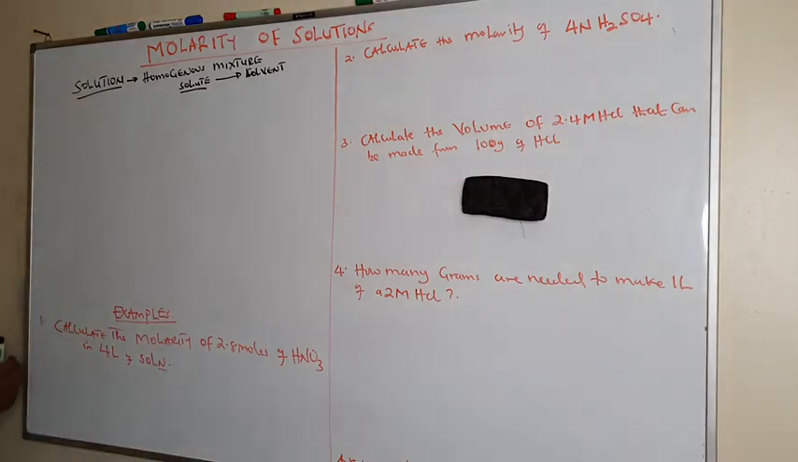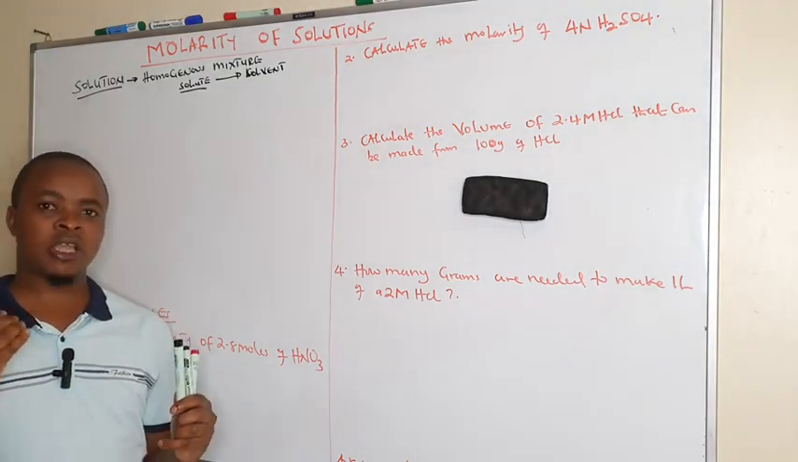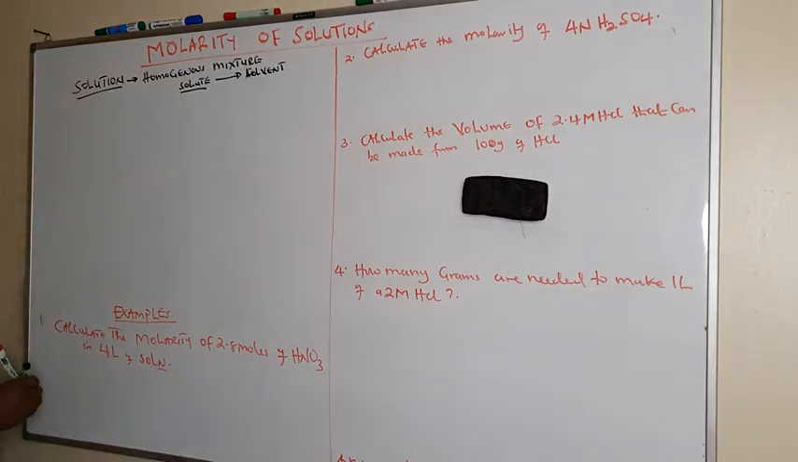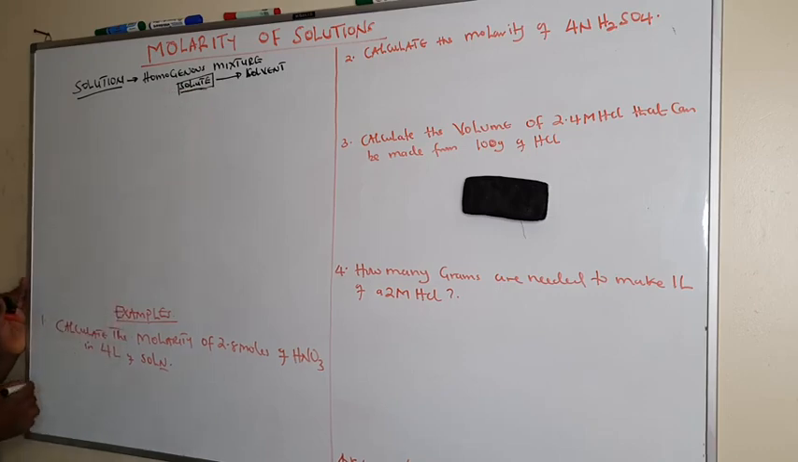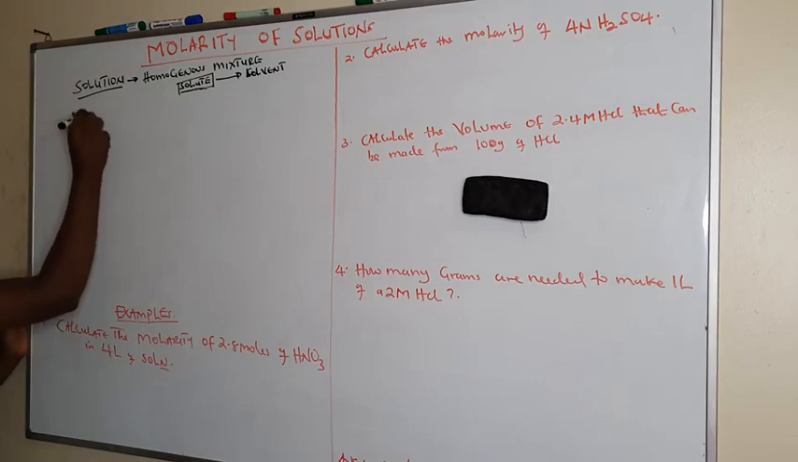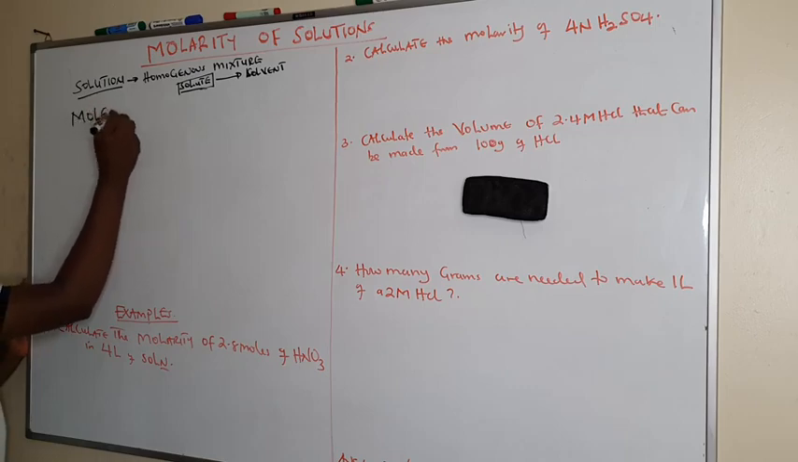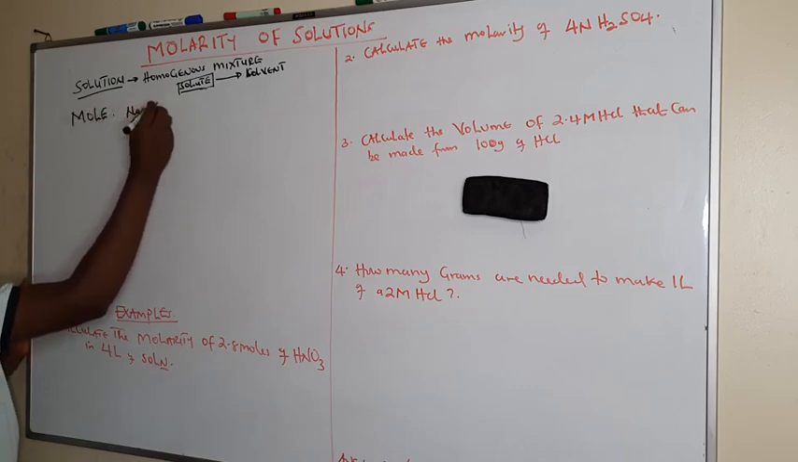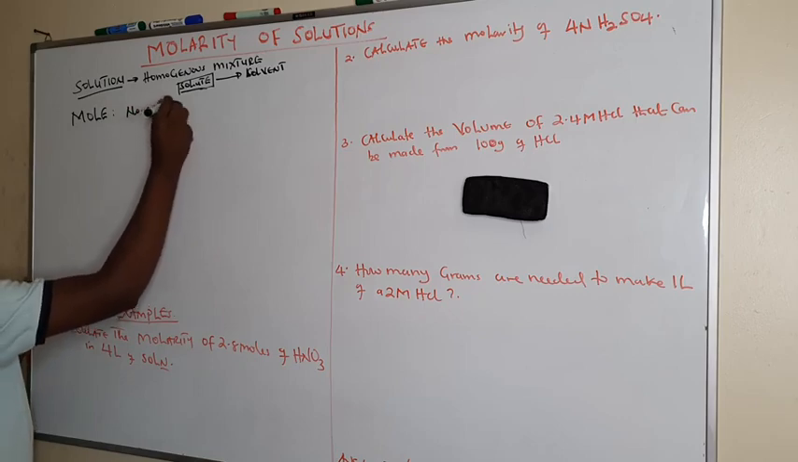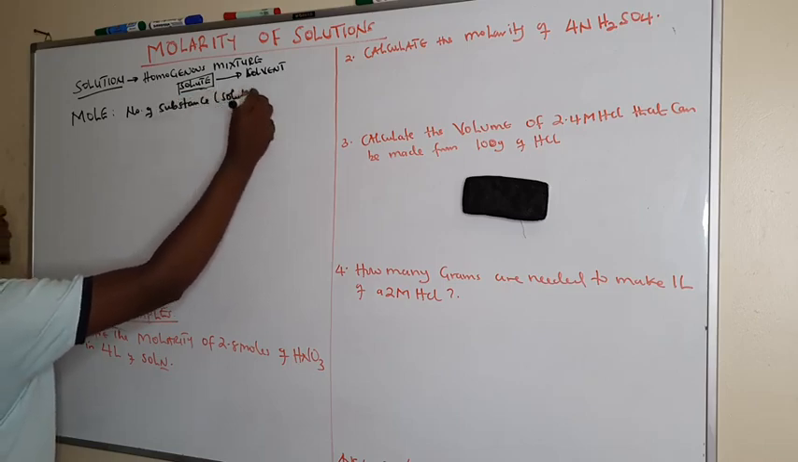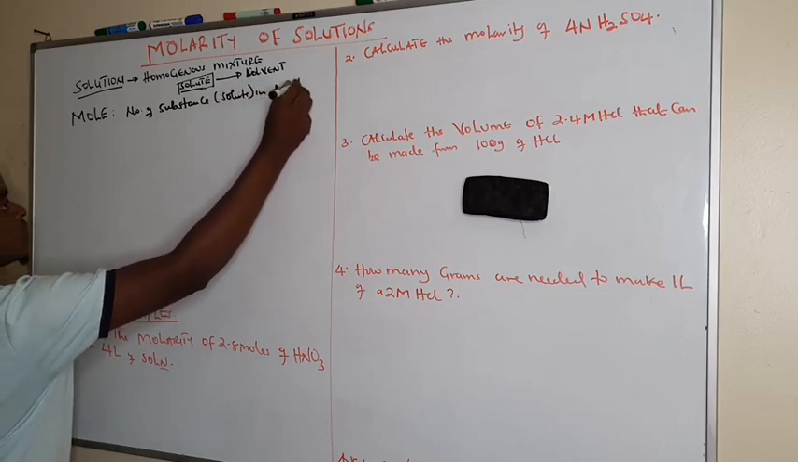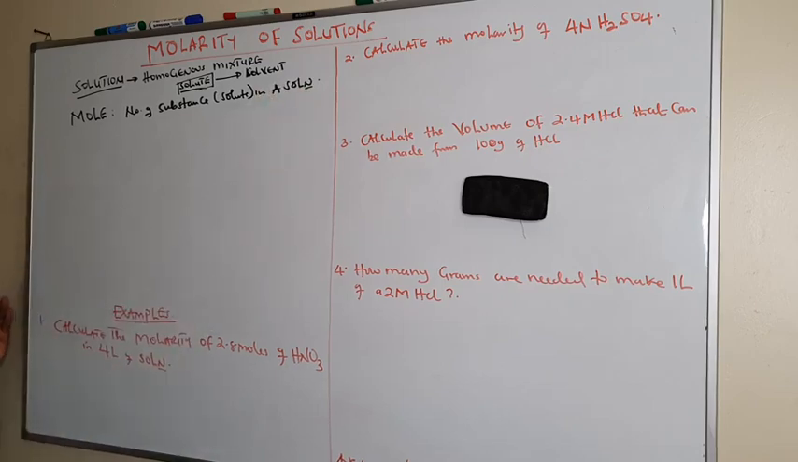And these solutions, we can calculate them by looking at the number of substances within them. And the formulas we normally look at when we are calculating the number of solutes in these solutions, we use the word mole, whereby mole is the number of substance or solute in a solution. That is what we call a mole.